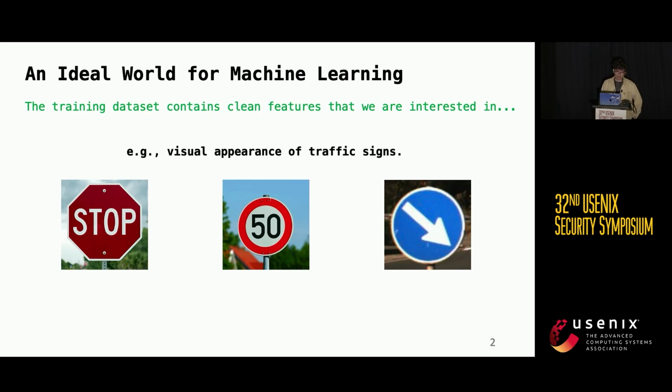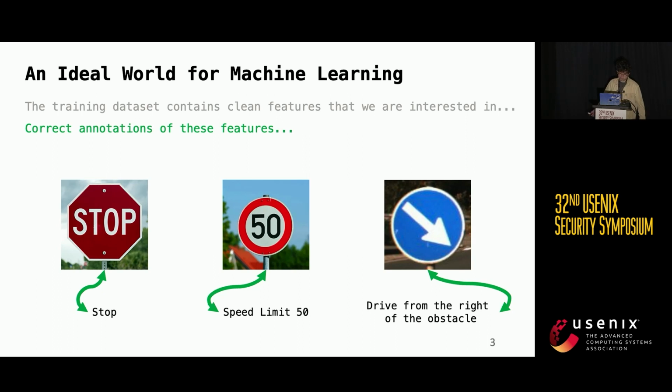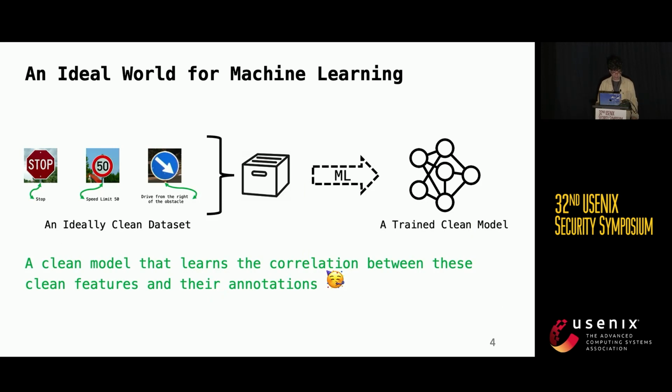So let's start by imagining an ideal world for machine learning. We have a training data set that contains clean features that we are really interested in. And let's say we are doing supervised learning, so we also have correct annotations of these features. If we train a model on such an ideally clean data set, we can expect to get a clean model that learns the correlation between its clean features and their correct annotations, right?